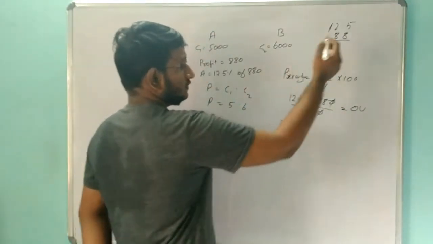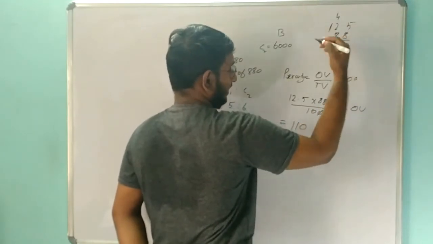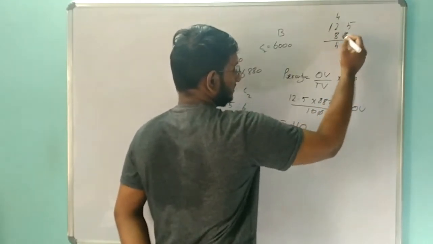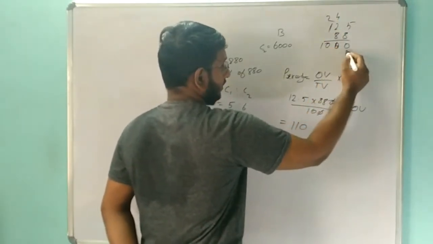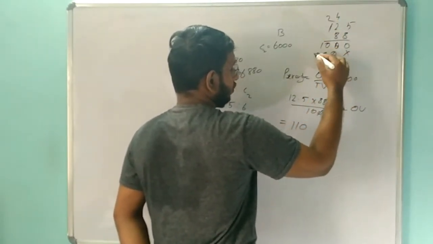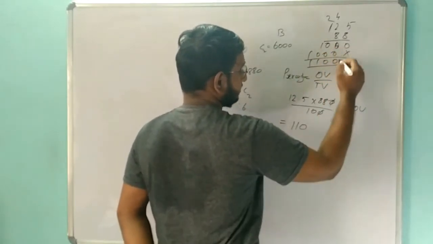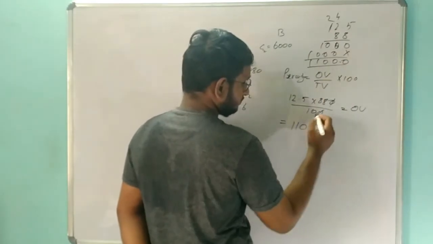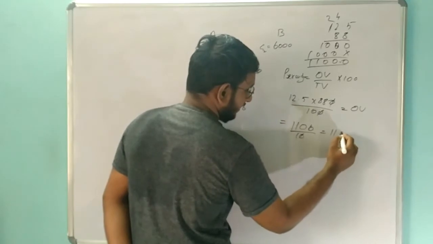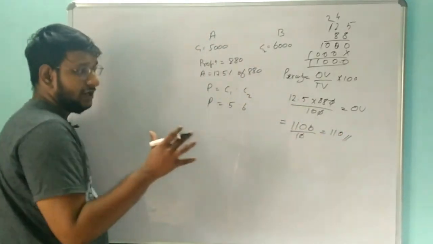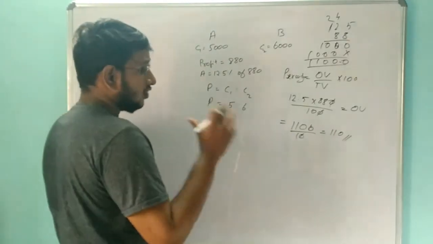So 88 times 12.5: 8 fives are 40, 8 twos are 16, 16 plus 4 is 20, 8 ones are 8, plus 2 is 10. So the digits are 0, 0, 0, 1, 1. There is a decimal point over here, so we get 1100 divided by 10, so the zeros will be cancelled, and we get 110. So 110 is the value; 110 is 12.5 percent of 880.